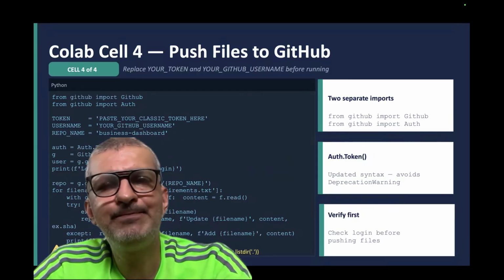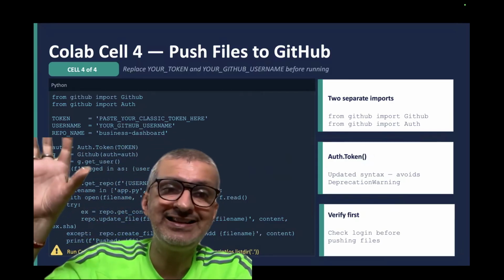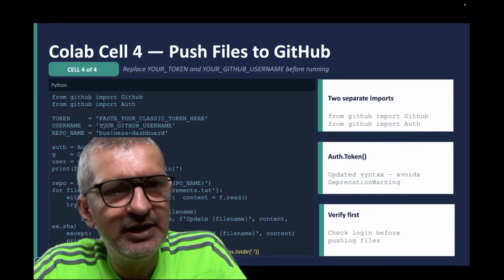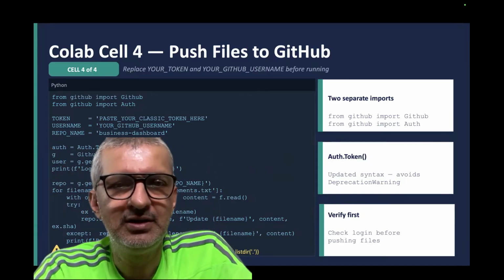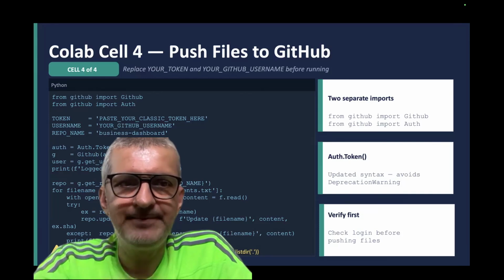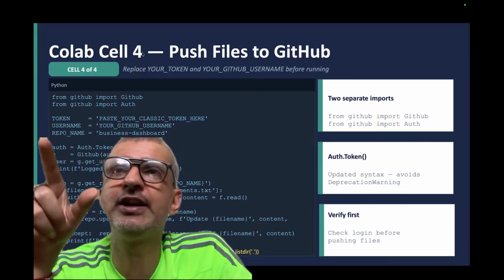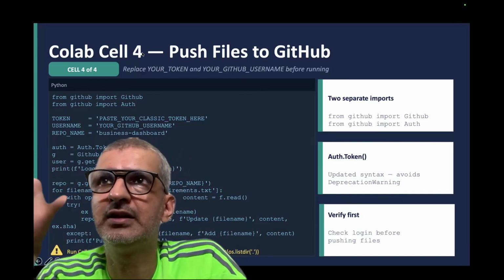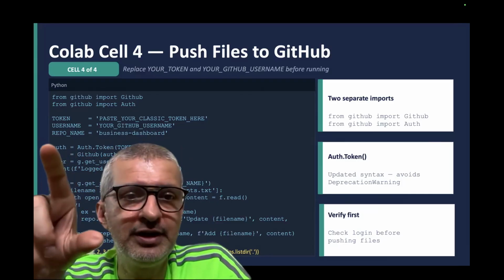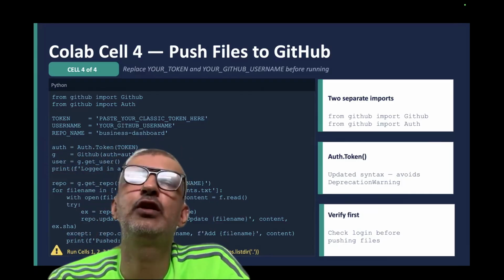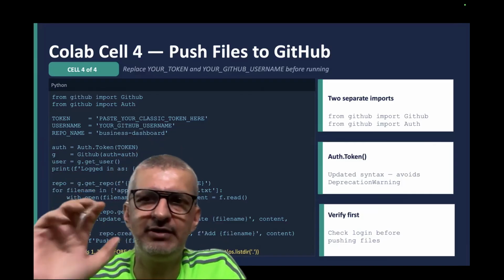Cell 4 is simply pushing the files to GitHub. And this is where, again, I'll repeat, token should be yours, gh- something which you saved, hopefully safely somewhere. Username should be your username. I have written in the notebook, it would be Sanjay Floria. You have to replace it with your username, and repo name. Hopefully you have also kept it as the name business-dashboard.